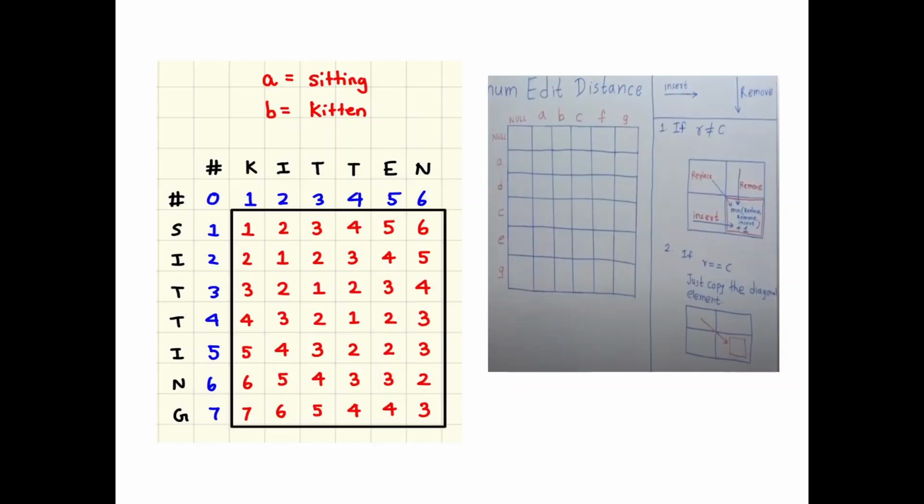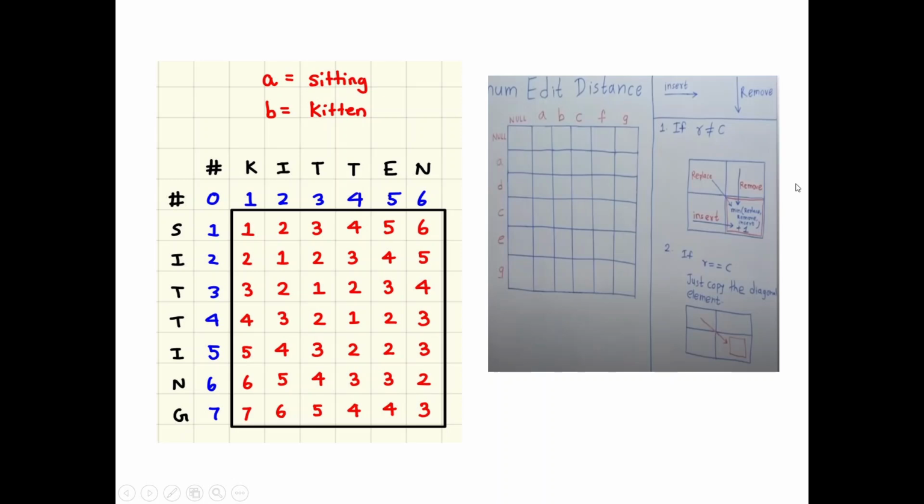So here is the example. We have two strings, A is sitting, B is kitten. I am considering kitten and sitting in a matrix form, with the rows like this. If you observe, I am starting from index 0, 1, 2, 3, 4, 5, 6, 7, and for kitten the index is 0 to 6, with K I T T E N. I start my string after this null value. Let us start the procedure.